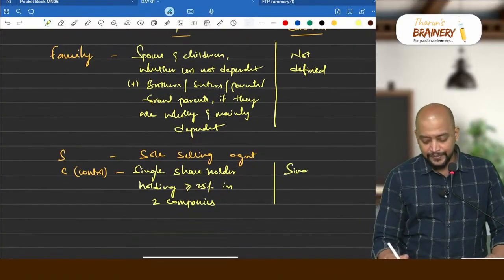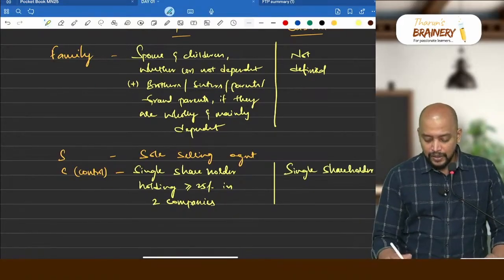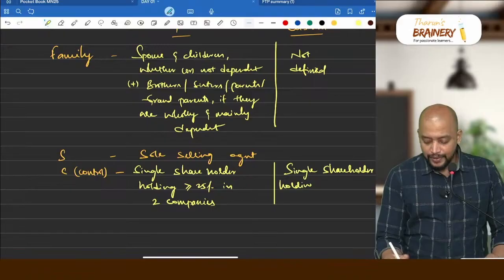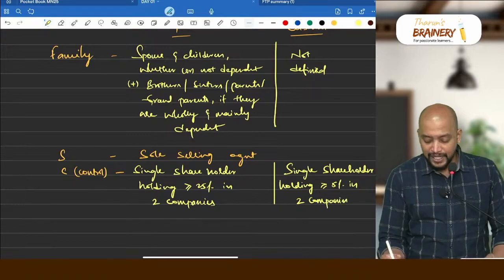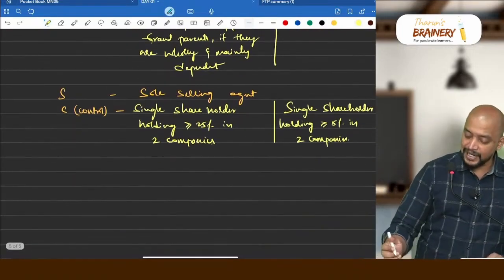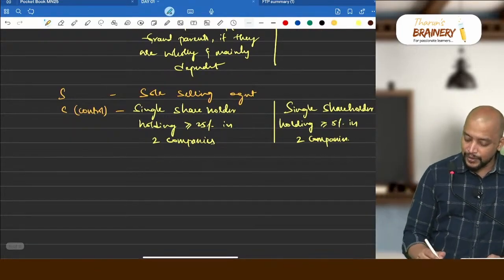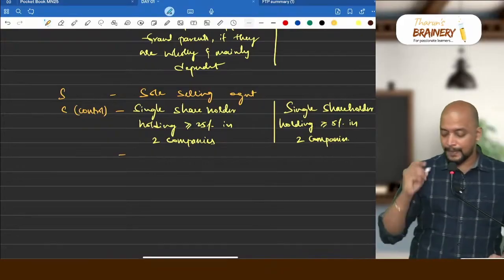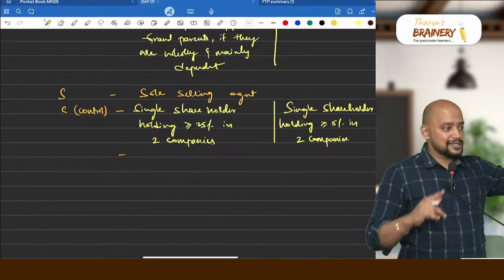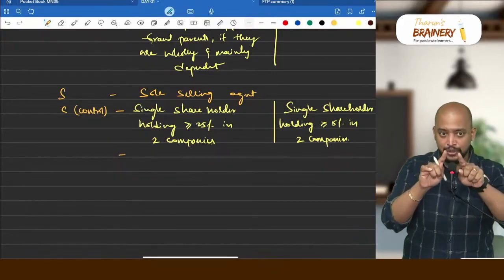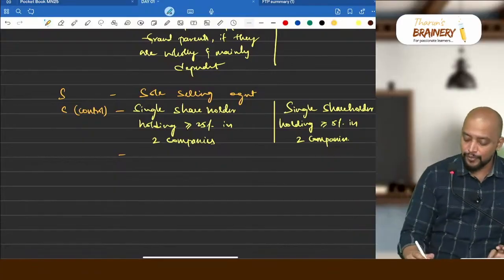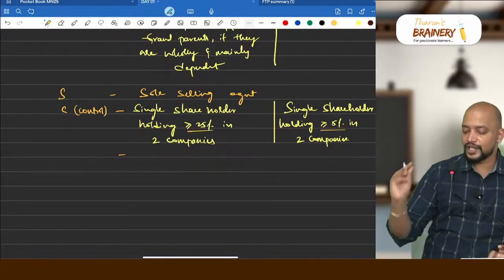Single shareholder holding greater than or equal to 5% in two companies makes those two companies related. Then another control is there which is common. So first is two companies having the same shareholder holding 25% or more. Here it is 5% or more.